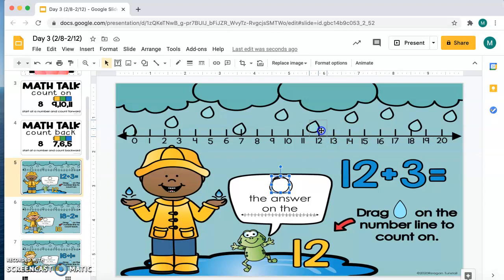So 12 plus 3, we're going to go 13, 14, 15. We move 3 spots, right? And then we're going to put our circle over 15 to show our answer, okay?